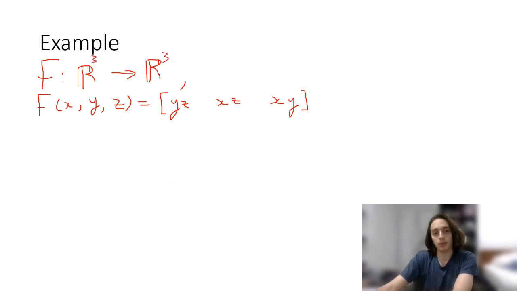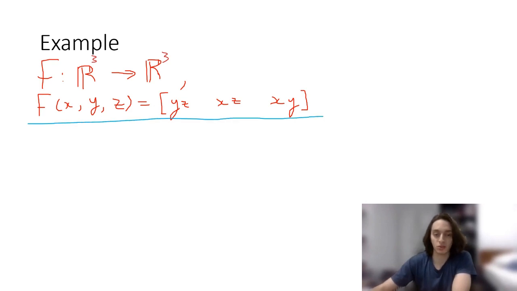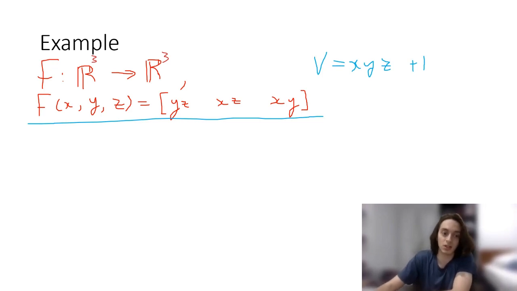The following question might come up a lot. Is this function f, given explicitly by the form f of x, y, z equal to this vector, a gradient function with potential v equal to, in this case I'll pick a specific example, xyz plus 1? The way you do this is simply by computing the gradient of v, the potential function that you're interested in, and seeing whether it equates to f at every point in R^3.